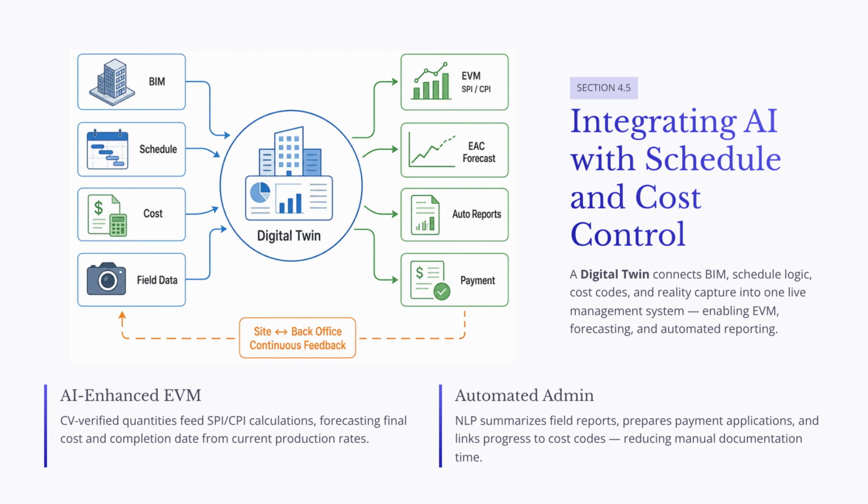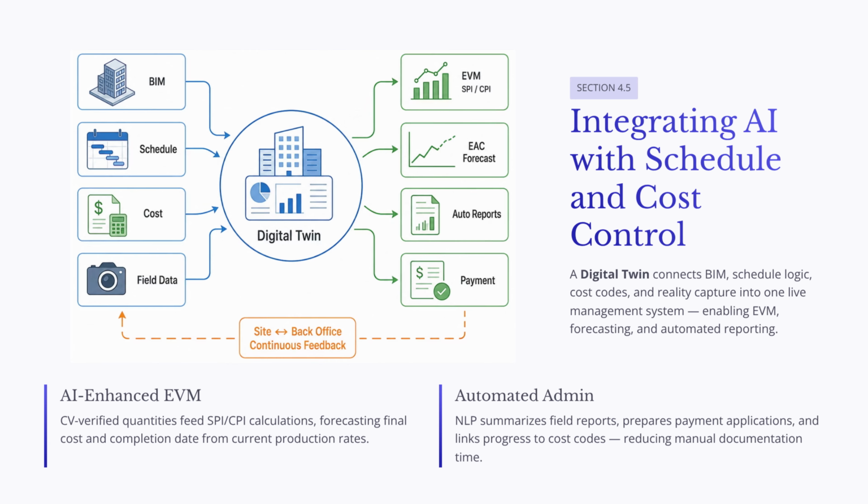The long-term goal of AI in project controls is to connect field progress, schedule logic, and cost information into one dynamic management system. This is where the concept of a digital twin becomes important. A digital twin is a live virtual representation of the physical project. It can combine BIM data, schedule logic, cost codes, equipment information, and reality capture records. Unlike a static BIM model, a digital twin is connected to current project conditions. This makes it useful for tracking progress, forecasting cost exposure, evaluating schedule alternatives, and communicating project status.